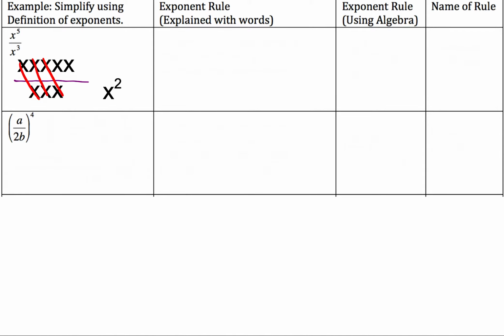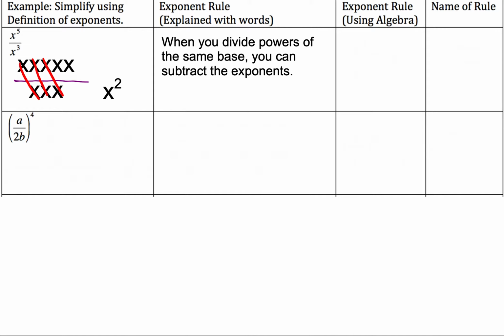Okay, the next one, a over 2b to the... Oh, actually, we need to finish this one up. Explained in words, when you divide powers of the same base, you can subtract the exponents. Here's what the rule looks like with algebra. If you have x to the a power divided by x to the b power, you can simplify it down to x to the a minus b power. This is quotient of powers.